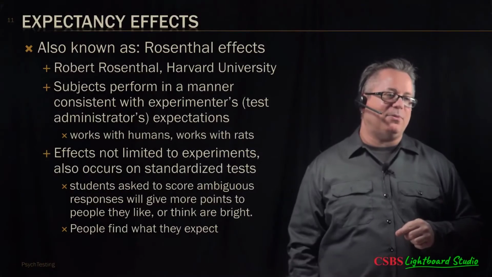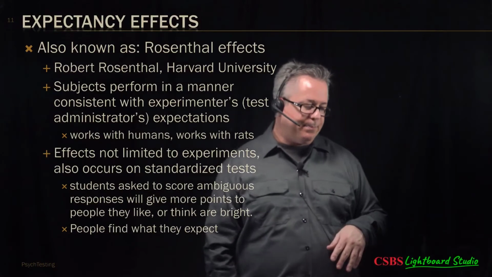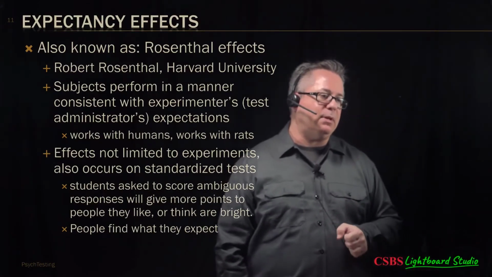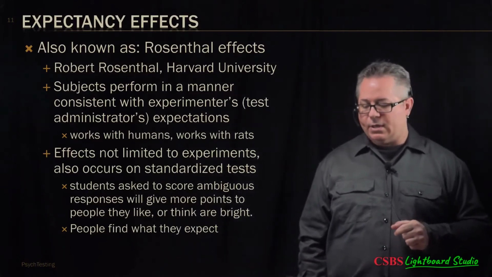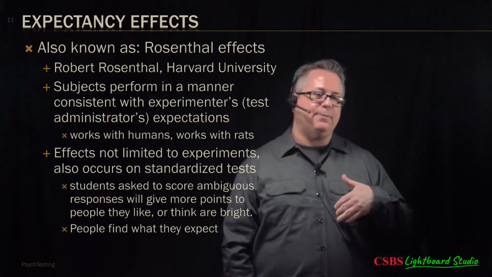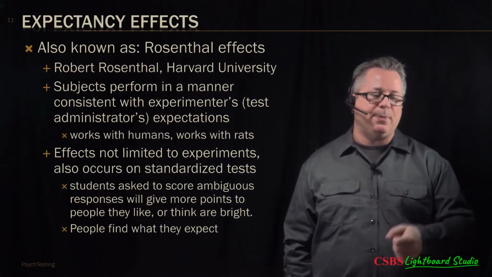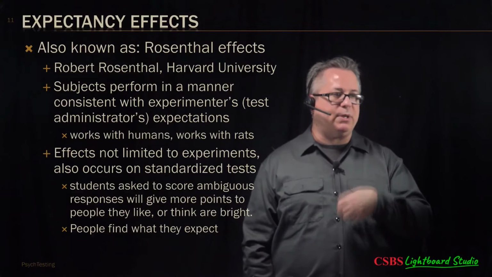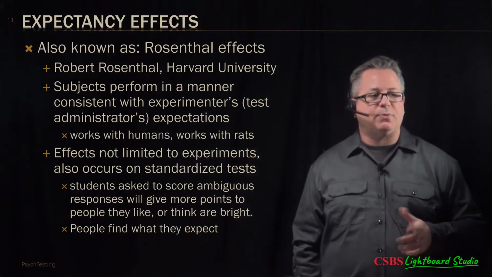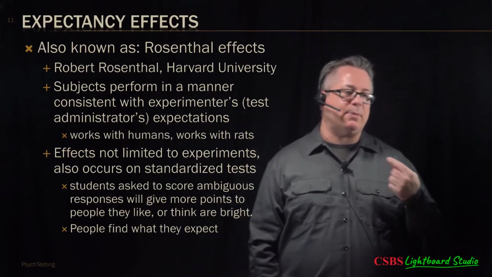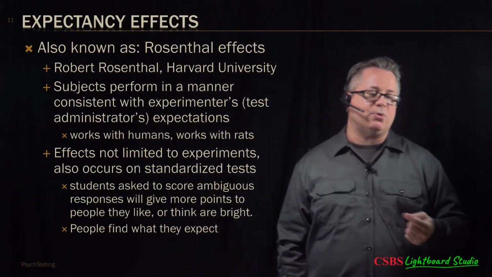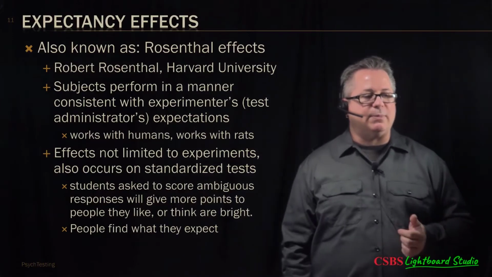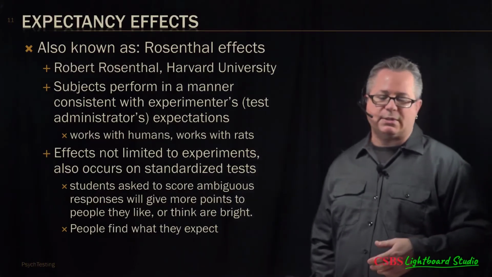So this is not the Hawthorne effect where people change their behavior because they're being watched. This is going back to that Pygmalion effect, where if I have certain expectations of you, my behavior will tip you off to what those expectations are, and that actually can change your behavior. So subjects perform in a manner consistent with the experimenter's expectations. This works with humans, it works with rats, it's worked with a number of different species they've done this with, and the effects are not limited to experiments. It also occurs in standardized tests.